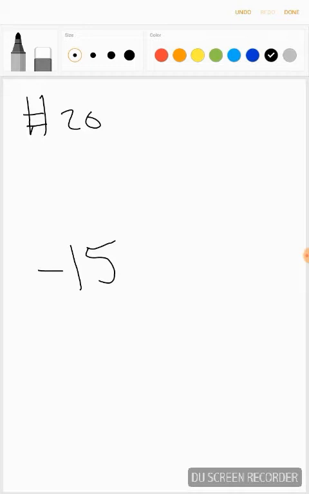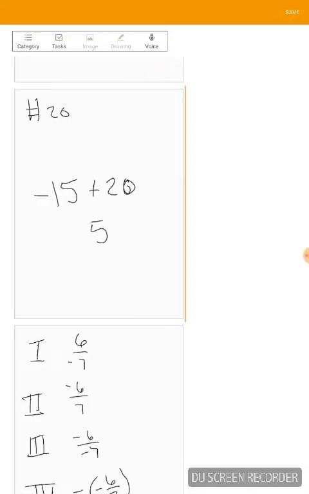So if it's going to rise, we know we're going to add. And it says 20, so we're going to add 20. Now, if we're dealing with different signs when we're adding, we're actually going to subtract. So 20 minus 15 is 5. The 20 has the higher absolute value, so we're going to keep it as a positive. And we're done. It's just positive 5.